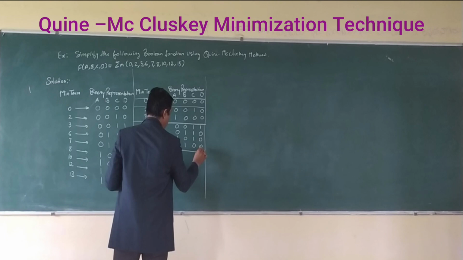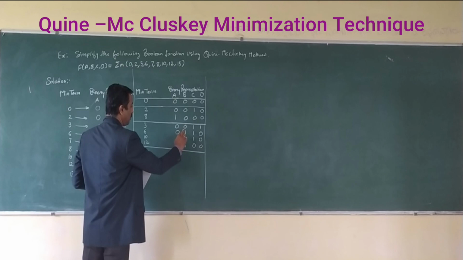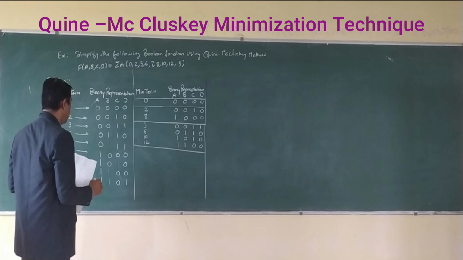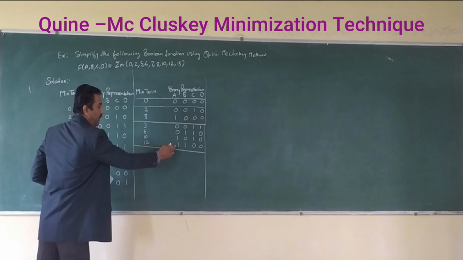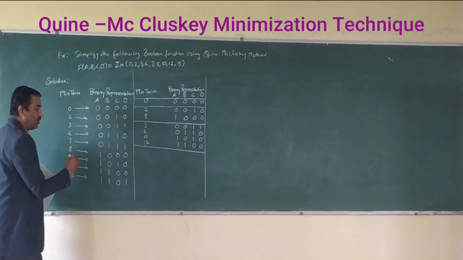So this is my third group. In this third group, I have those min terms which have 2 ones occurring in their binary representation. Now, after identifying the min terms which have 2 ones occurring, we have to move on to find out those min terms which have 3 ones occurring.